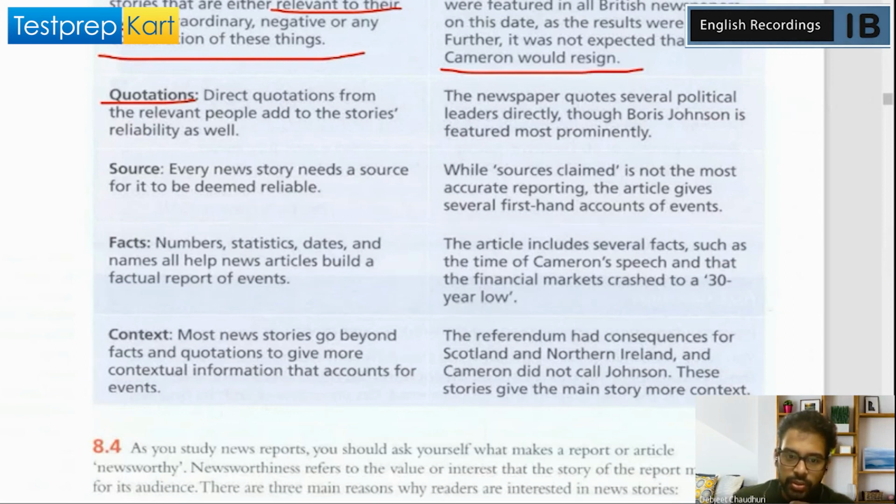Context. Most news stories go beyond facts and quotations to give more contextual information that accounts for events. So this Taliban taking over Afghanistan, how is it going to affect that entire region? Not just Afghanistan, but countries like Pakistan, Iran, Iraq. How is it going to change the political scenario there? Is there going to be more war? Or is the new Taliban a bit different from what they were 20 years back? Give more context for the reader to understand the situation.